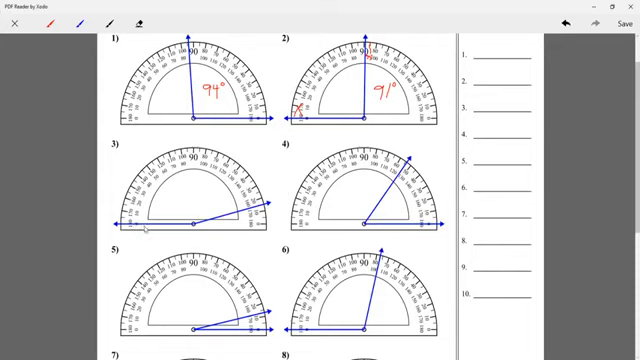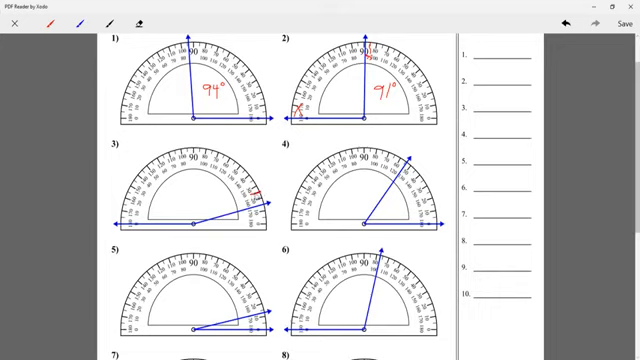Okay, now number 3. We're starting with the 0 here, so we're using the inside numbers. And we're going all the way here. And look at where it is. It's between 160 and 170, okay? And look at where this line is. It is right between 160 and 170, and it is on this midline between them.